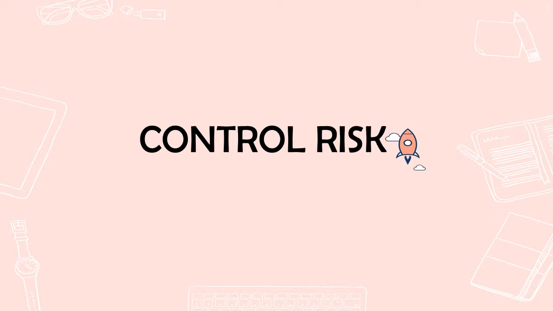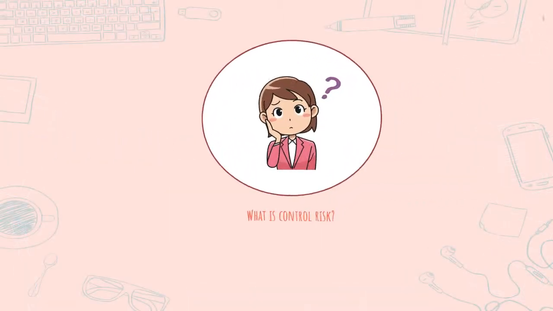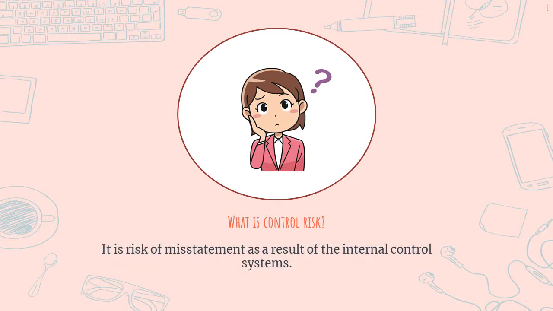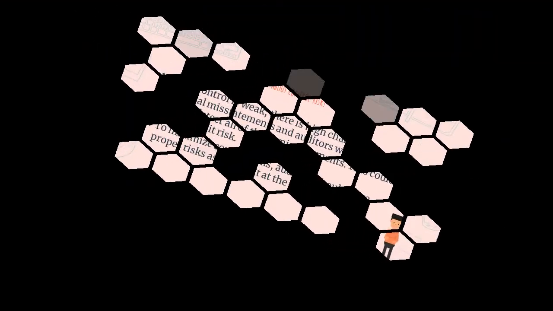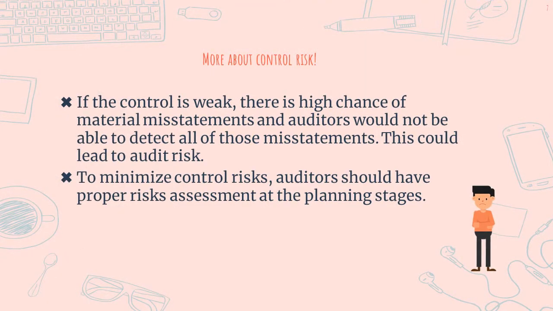Moving on to control risk. What is control risk? Control risk is the risk of misstatements as a result of the internal control systems. If the control is weak, there is high chance of material misstatements and auditors would not be able to detect all of those misstatements. This could lead to audit risk. And to minimize control risks, auditors should have proper risk assessment at the planning stages.